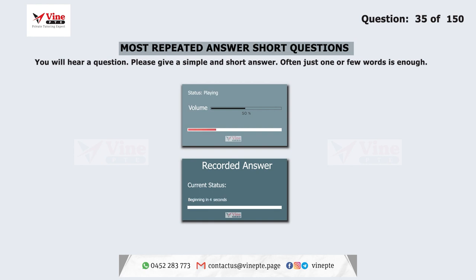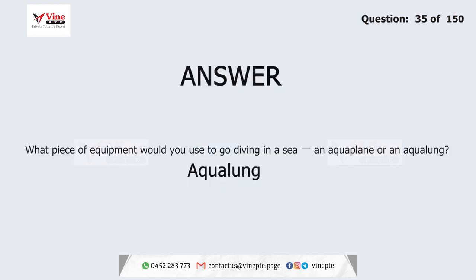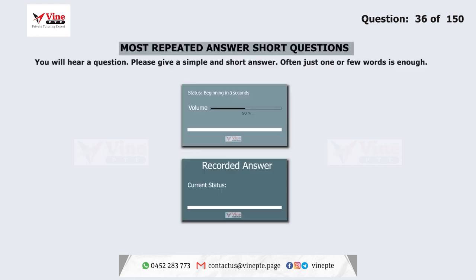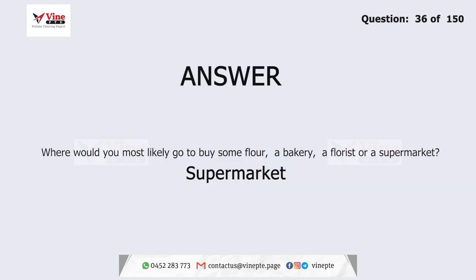What piece of equipment would you use to go diving in a sea, an aquaplane or an aqualung? Aqualung. Where would you most likely go to buy some flour? A bakery, a florist, or a supermarket? Supermarket.